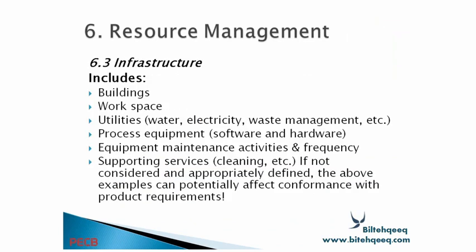And the next resource is the infrastructure. It includes building, workspace, utility, water, electricity, waste management, etc., process equipment, software and hardware, equipment maintenance activities and frequency, supporting services, cleaning. If not considered and appropriately defined, the above examples can potentially affect conformance with product requirements. So you have to provide the infrastructure which is necessary to develop or produce a quality product.